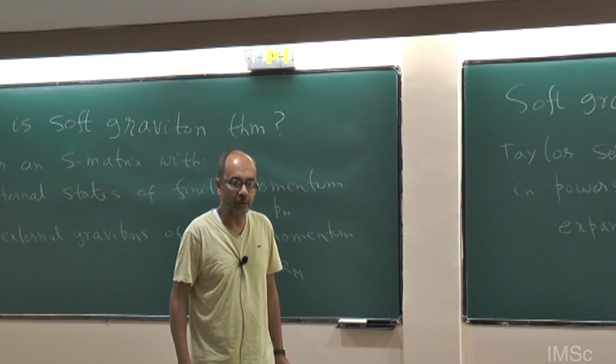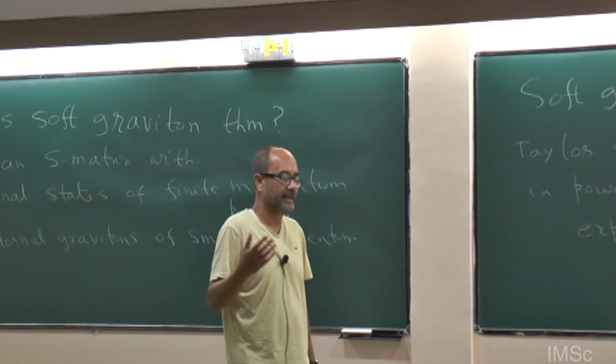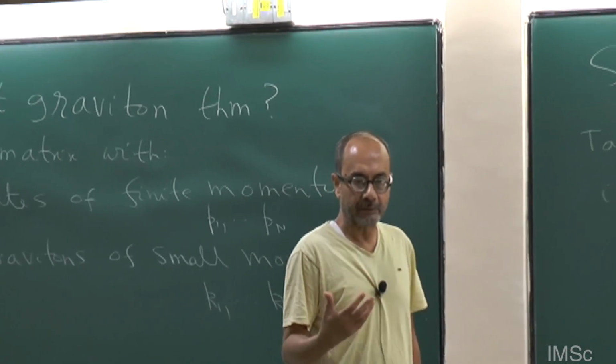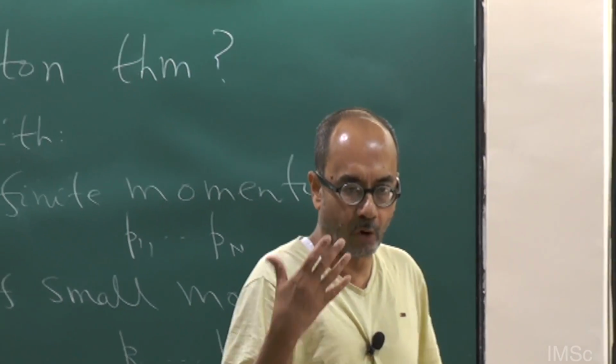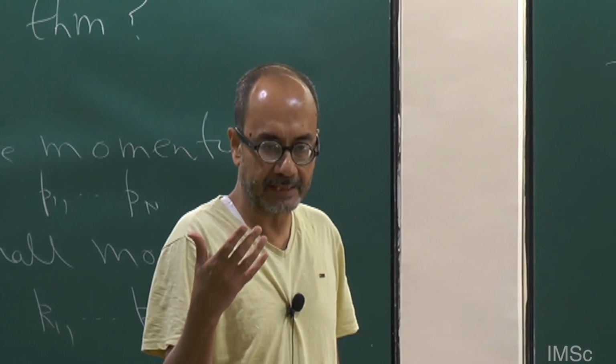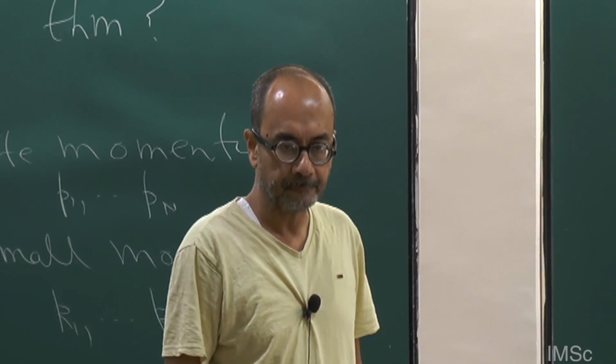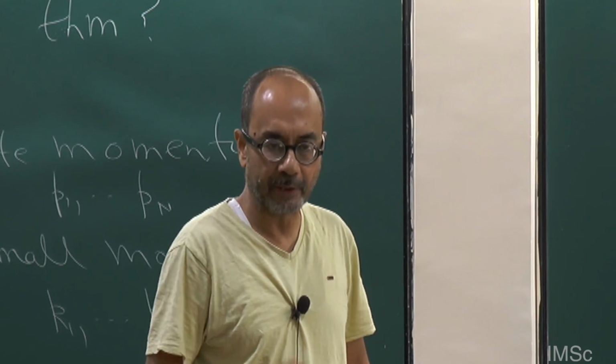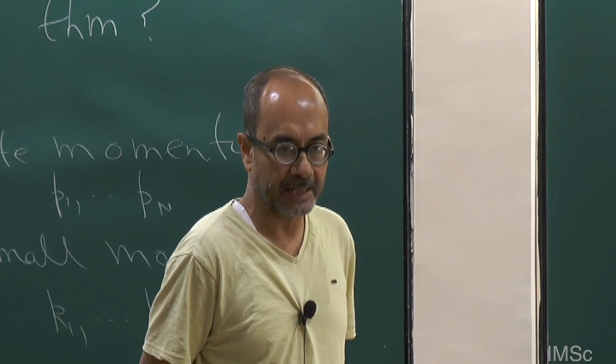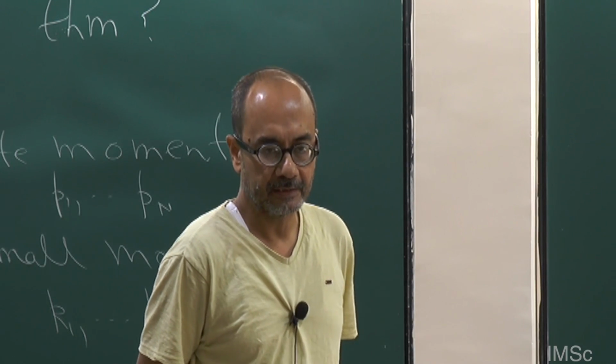We will take all the ratios of the same order. This is what is called the simultaneous soft graviton theorem, but you can also take these limits one by one. That's the consecutive soft graviton theorem. So you can do various things, but we will be considering the simultaneous case. That's in general the most complicated one.